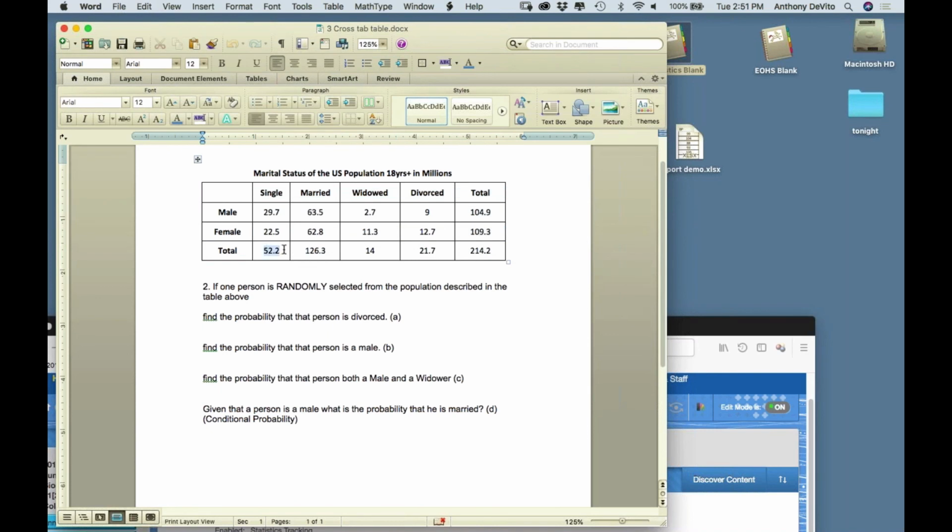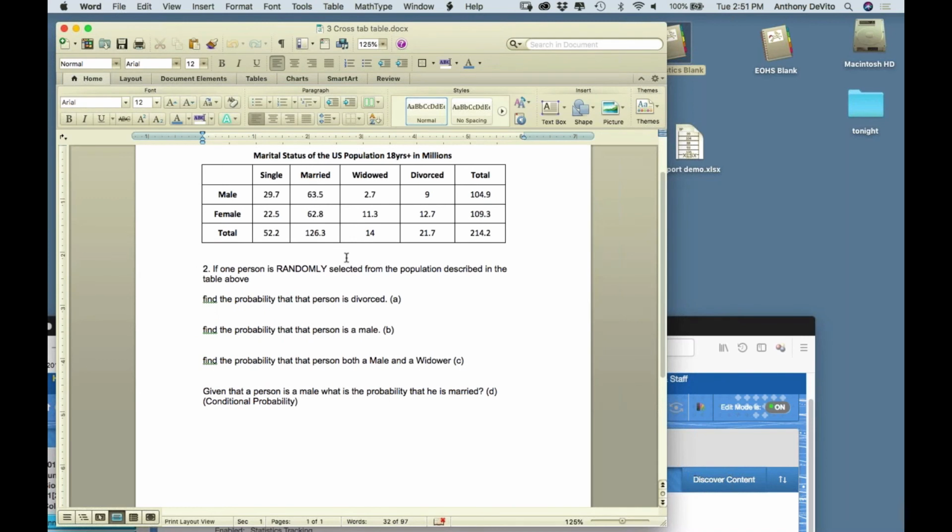There's a total at the bottom for each vertical column, and a total at the end for each horizontal row, and there's an overall total. It represents the marital status of the U.S. population in millions. We can just work with these numbers because we're going to be looking at probabilities. If one person is randomly selected from the population, what's the probability that person is divorced?